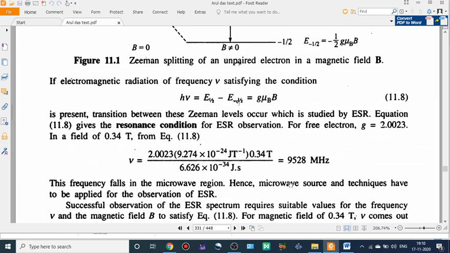For free electrons, g is equal to 2.0023. Now we consider the field to be 0.34 Tesla. The resonance frequency nu is approximately equal to 9528 megahertz. This frequency falls in the microwave region. Hence, microwave sources and techniques have to be applied for the observation of ESR. We need a microwave source for obtaining ESR spectroscopy.